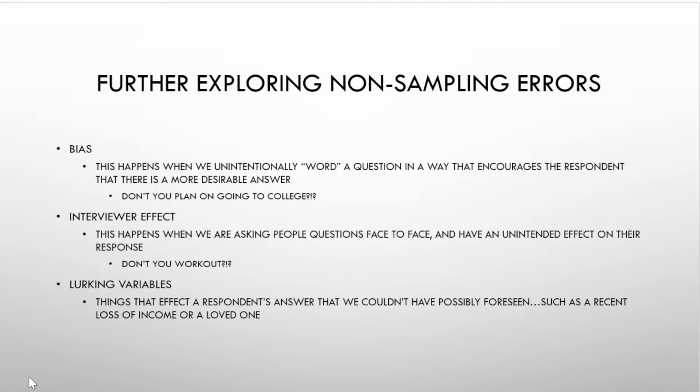Lurking variables, again, we already touched on here. So for example, if you're asking somebody a question and it's something that you can't possibly foresee. If you ask someone, hey, how's life going, right? You might not know that they may have just suffered a loss of some kind, so their answer might be a little bit jaded there. Or with students in general, you always have to understand there might be something going on that you don't understand.